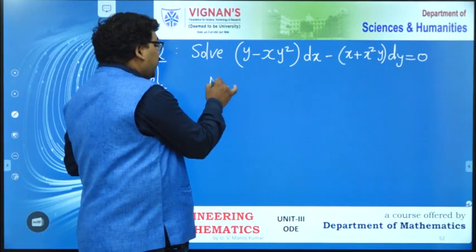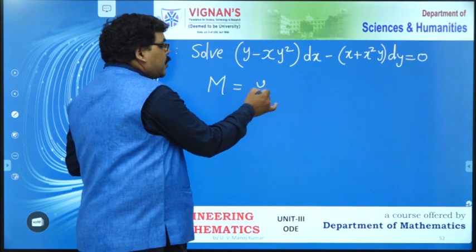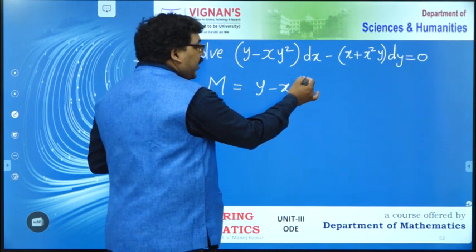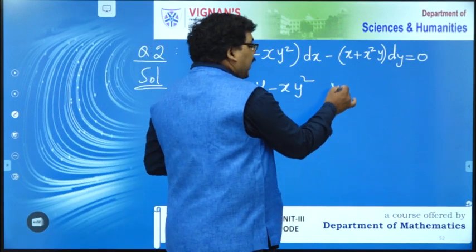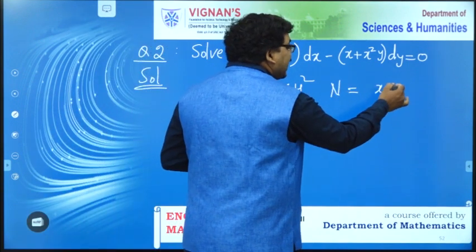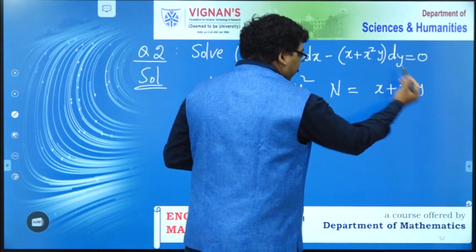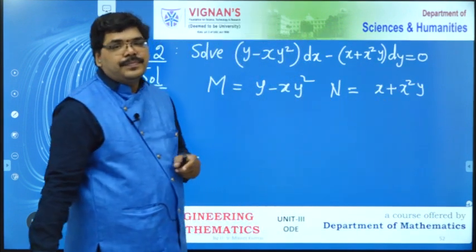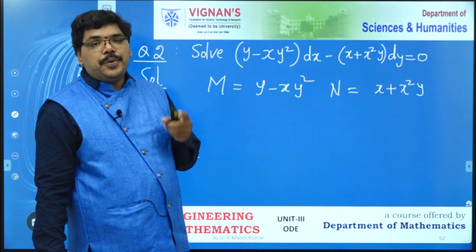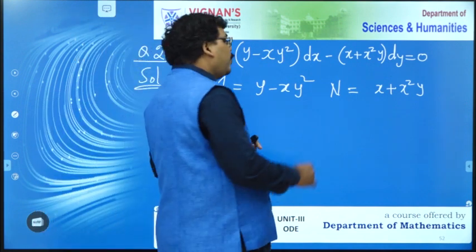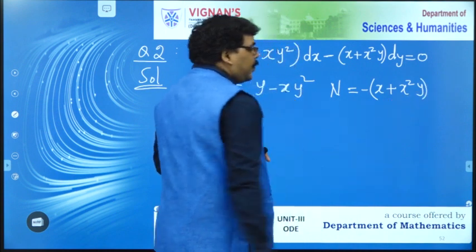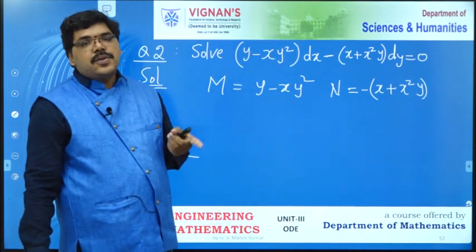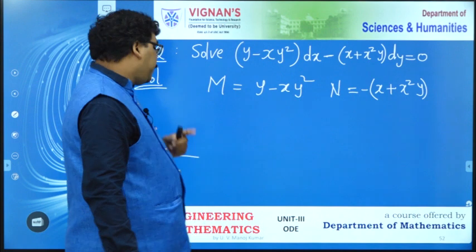So if I compare, what I will get? M equals to y minus xy square. What is the N? N equals to x plus x square y. Wrong. We have to include the sign also. What is the sign here? Minus. So what is N? Minus of x plus x square y.